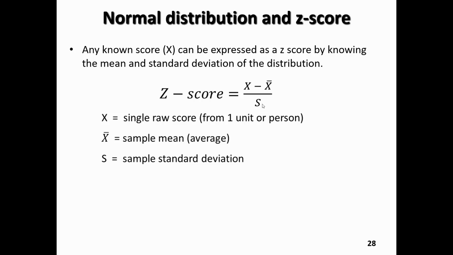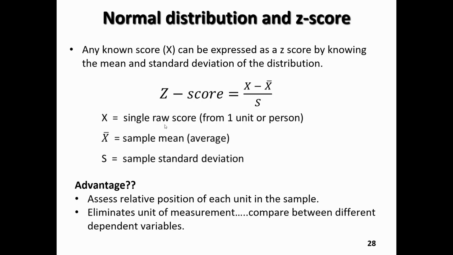Recall that the standard deviation possesses the same units as the average, and since we're dividing the difference between a single score and the average by the standard deviation, the units cancel. So with a z-score, we have a recalculation of a single score within a sample to a unitless value. This does pose some advantages.